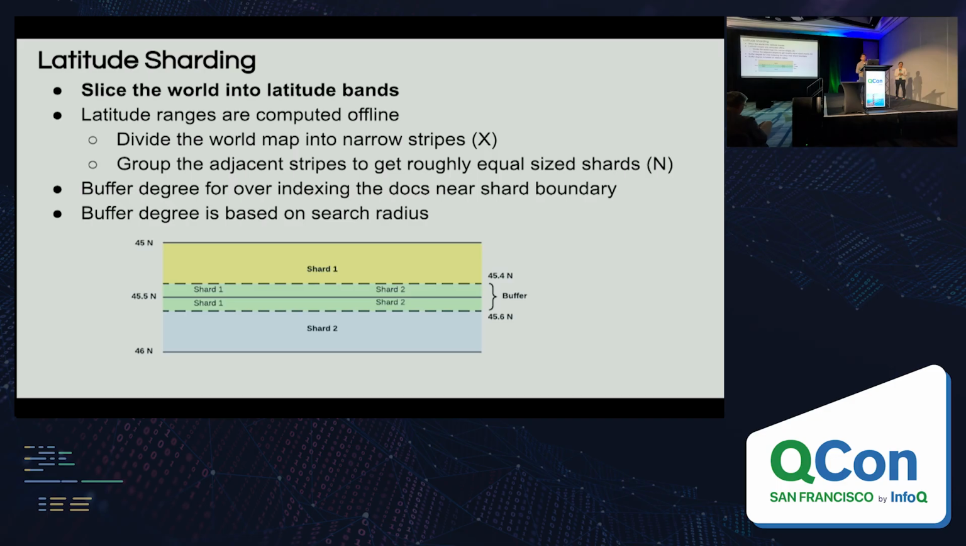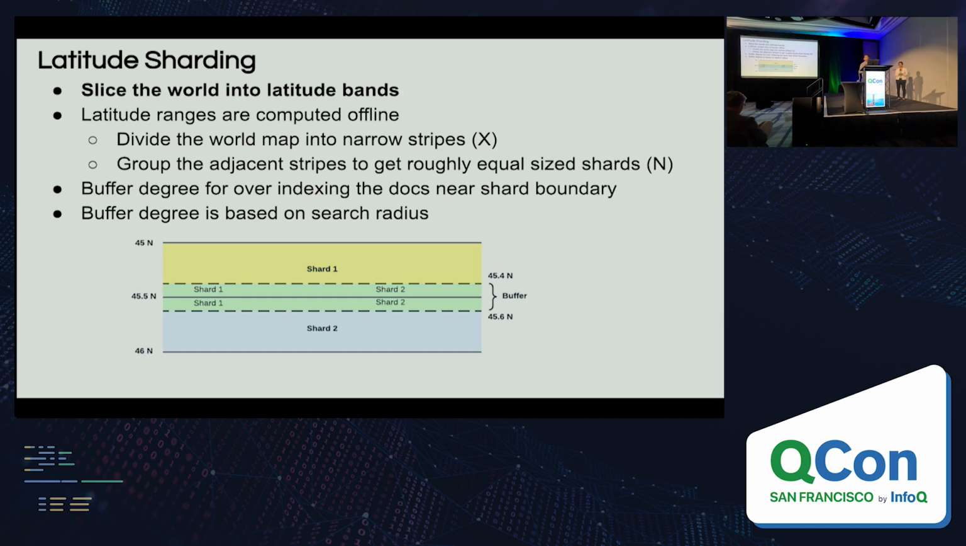In the first step, we also get the count of documents that map to each narrow stripe. And then we group the adjacent stripes such that you get roughly equal-size shards, n being the number of shards here. There's a special thing to note here, like how we handle the documents that fall on the boundary of the shards, that is the green zone in this picture. Those are documents that fall on the boundary of two shards. What we do is we index those documents in both of the neighboring shards. That way the queries can go to a single shard and get all the documents relevant for the given query. The boundary or the buffer degree is calculated based on the search radius.